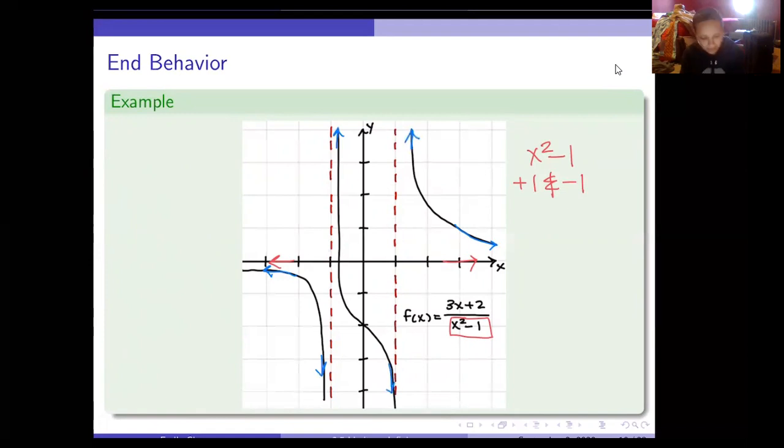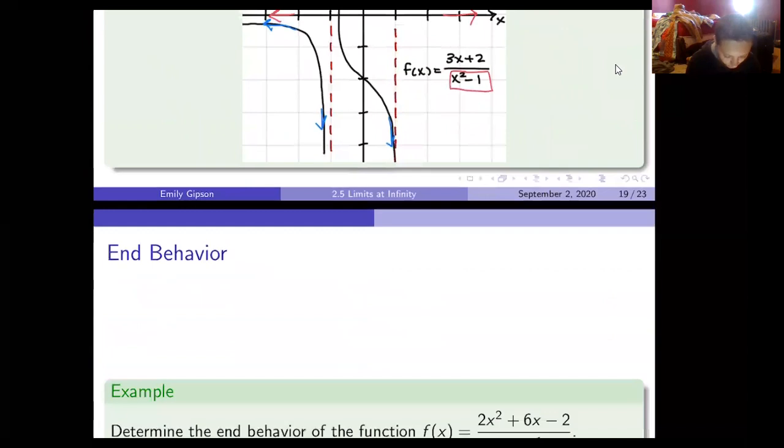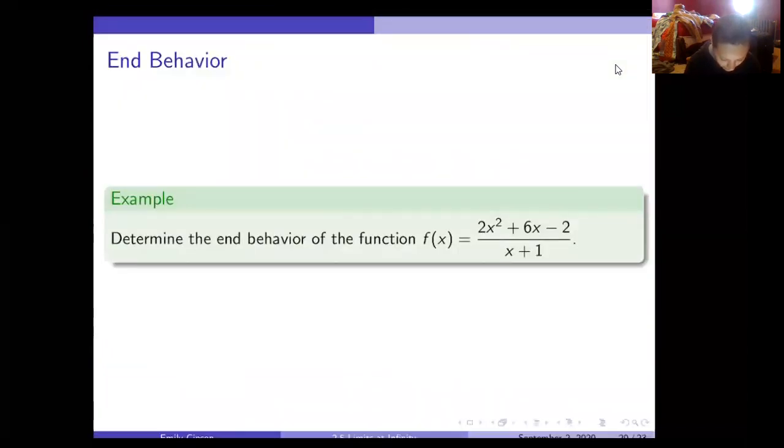So this is sort of wrapping it all together, the end behavior. Here's the next example. Again, it's a rational function, so it's a polynomial divided by another polynomial. And now that we've tested one out, I want you to go ahead and try and figure this one out. So to determine the end behavior of the function, f of x equals 2x squared plus 6x minus 2, all divided by x plus 1. So go ahead and pause and meet me in the next slide.